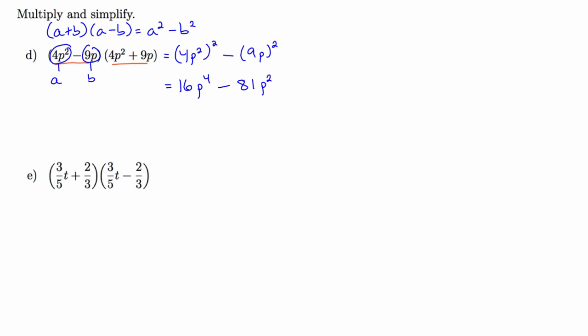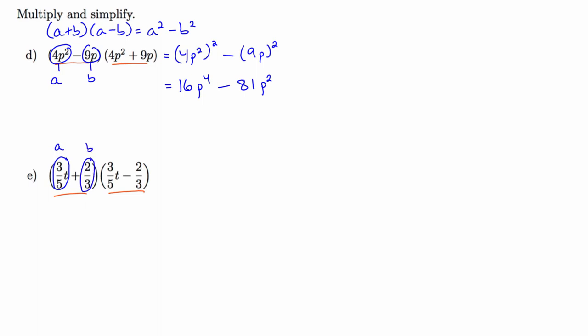In part E, again I recognize we have the conjugate situation happening. We have the quantity 3/5 t plus 2/3 times the quantity 3/5 t minus 2/3. So the binomials are the same except for the sign, addition versus subtraction. In this situation, my 3/5 t will be my A, and my 2/3 will be my B.